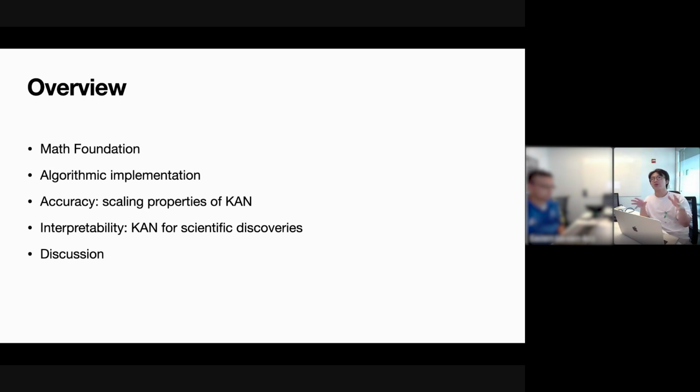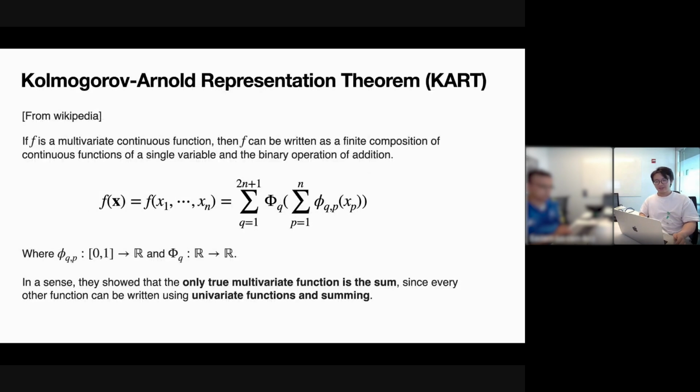To decompose more, what's the subtlety in the theorem there, and then I'll briefly talk about algorithmic implementation, followed by some discussion on the properties of CANs, including that CANs are accurate, CANs' scaling laws, and also how we make CANs more interpretable. In the end, I will include some philosophical discussion. Great. So first, math foundation.